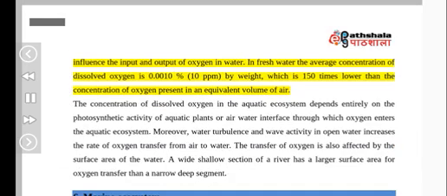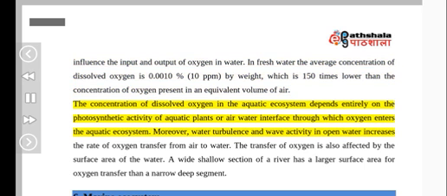In fresh water, the average concentration of dissolved oxygen is 0.0010%, 10 ppm, by weight, which is 150 times lower than the concentration of oxygen present in an equivalent volume of air. The concentration of dissolved oxygen in the aquatic ecosystem depends entirely on the photosynthetic activity of aquatic plants or air-water interface through which oxygen enters the aquatic ecosystem.